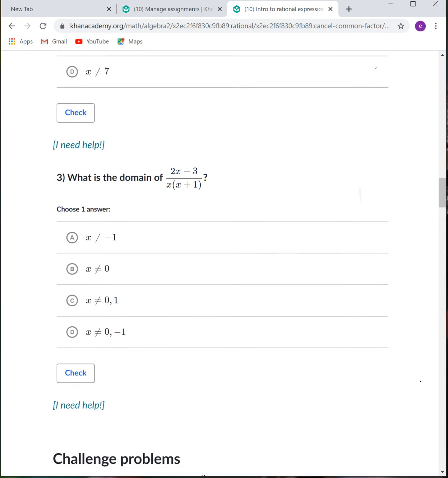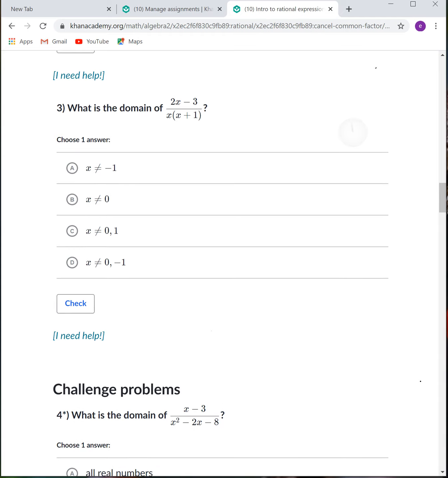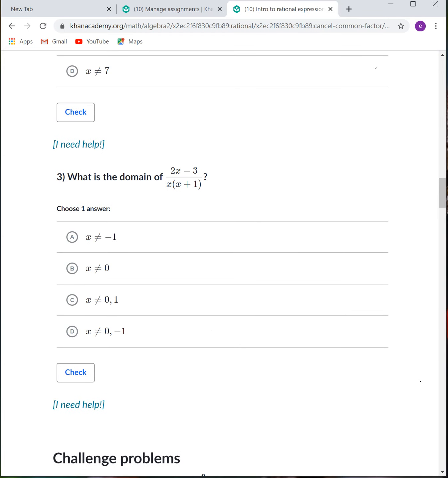And then the last example that they gave you, no, I'm sorry, there was a challenge, but I'm going to go ahead and do this last example. We have 2x minus 3 over x times x plus 1. We know that x equals 0 will make this undefined, so we're going to say that x cannot be 0. And then we have x plus 1 equals 0. We solve for x, and we notice that x cannot also be negative 1.